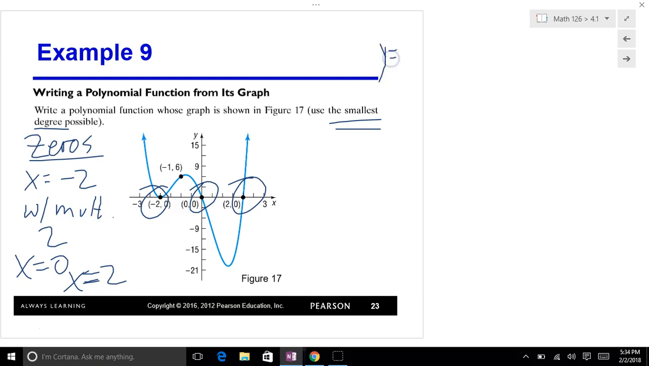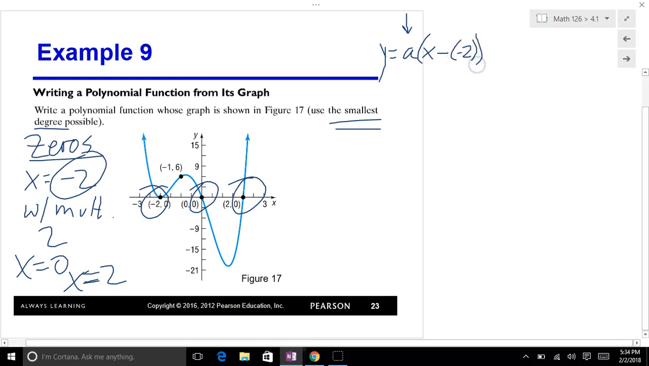So y equals, I'm going to leave a constant a right there. I don't know what this a is. I don't know if it's positive or negative right now. We'll talk about that, but I'm just going to create the factors since I have the 0s. So x minus the first 0, negative 2, because if r is a 0, x minus r is a factor. So if negative 2 is a 0, x minus negative 2 is a factor.